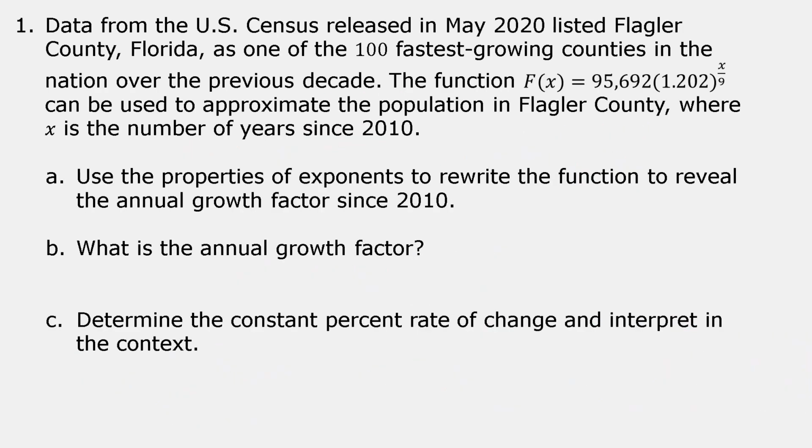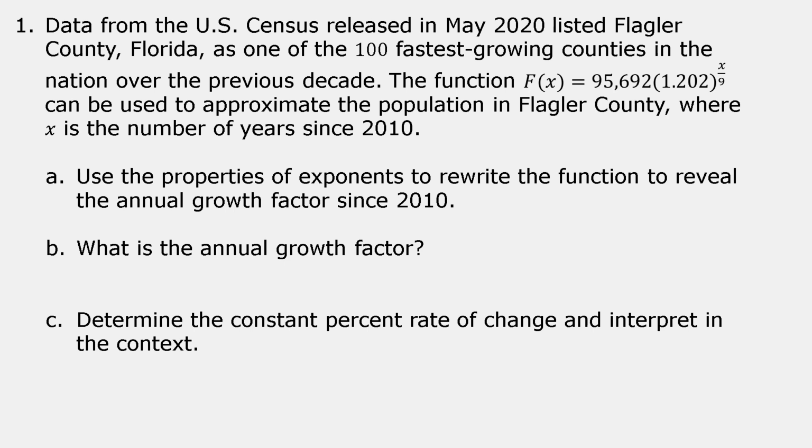All right, so now we're actually going to apply this to some real-world examples. So for our first one, it says data from the U.S. Census released in May 2020 listed Flagler County, Florida as one of the 100 fastest growing counties in the nation over the previous decade. The function f of x equals 95,692 times 1.202 raised to the x over 9 can be used to approximate the population in Flagler County, where x is the number of years since 2010. So we're going to use our property of exponents to rewrite and figure out what our growth factor is. So that's where we need to split up our exponent.